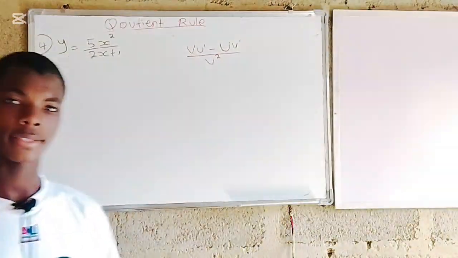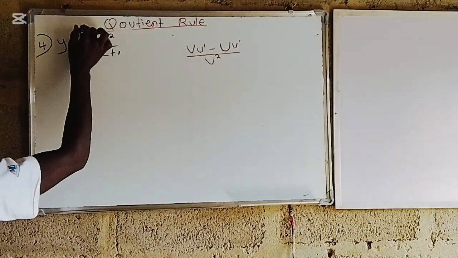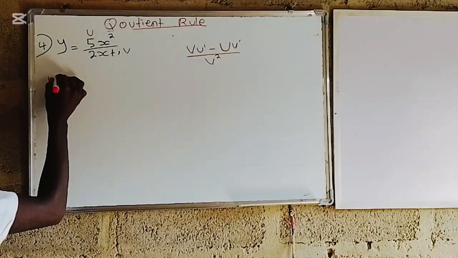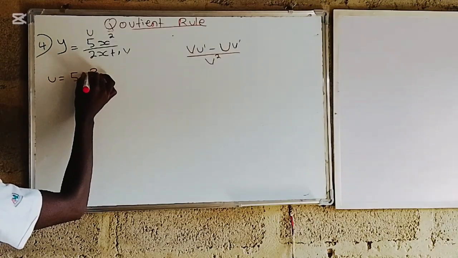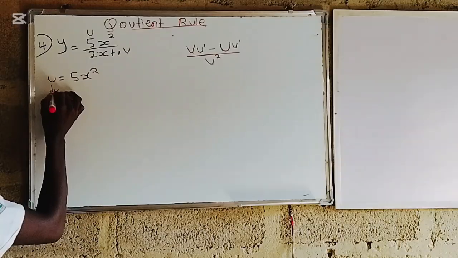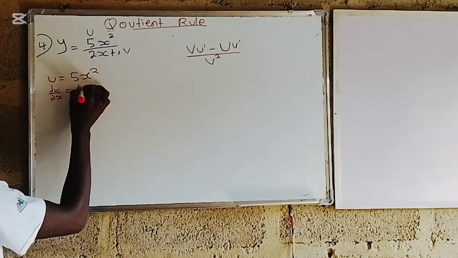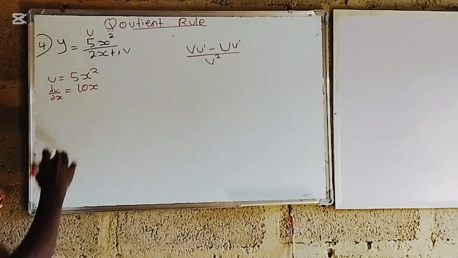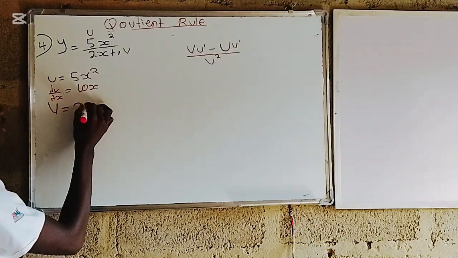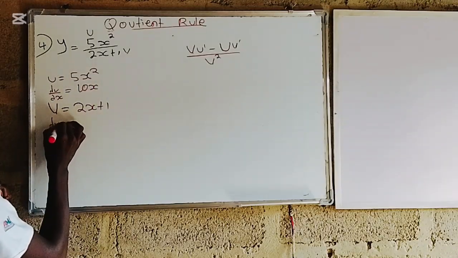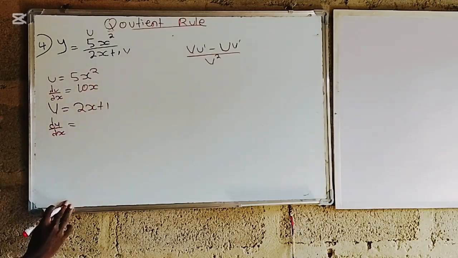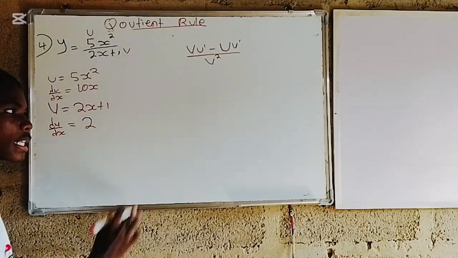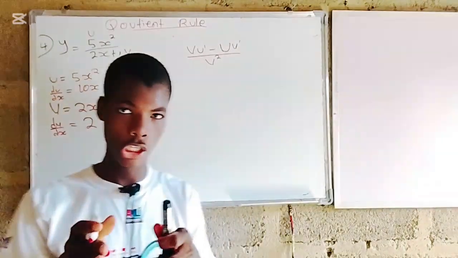So here is the fourth question. As usual, let this be u, and let this be v. U is equal to 5x squared, and therefore du by dx, the same thing as u prime, should now be 10x. After differentiating this, 5 times 2, 10, and keep down x. And v is 2x plus 1, and dv by dx, differentiate 2x, we end with 2. Differentiate 1, it is 0, because the derivative of a constant is 0.